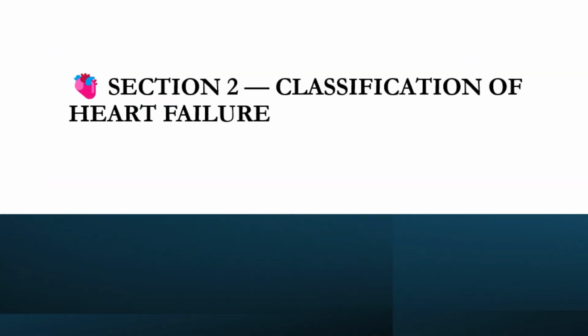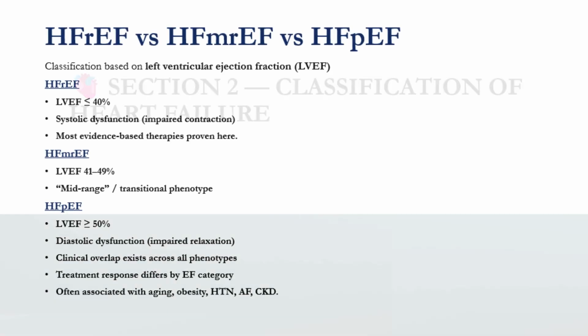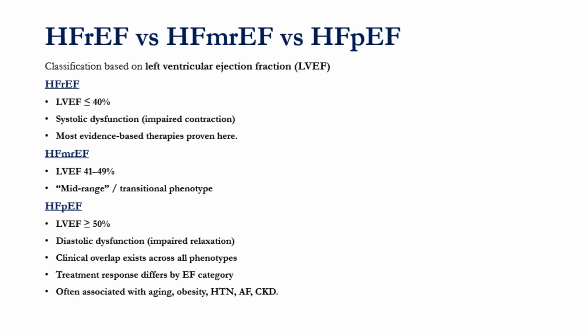Heart failure is classified according to left ventricular ejection fraction. HFrEF, or heart failure with reduced ejection fraction, is defined by an LVEF of 40% or less and reflects impaired systolic contraction. HFmrEF represents a mid-range phenotype with EF between 41 and 49%, while HFpEF is characterized by preserved ejection fraction of 50% or greater and primarily involves diastolic dysfunction. Although clinical overlap exists among these phenotypes, treatment responses differ significantly, making accurate classification essential.